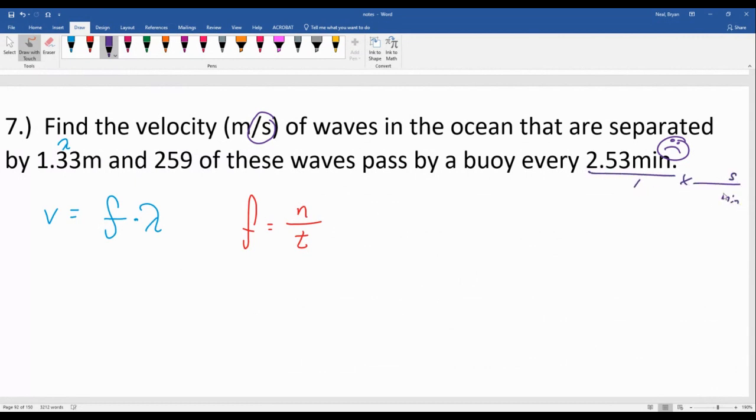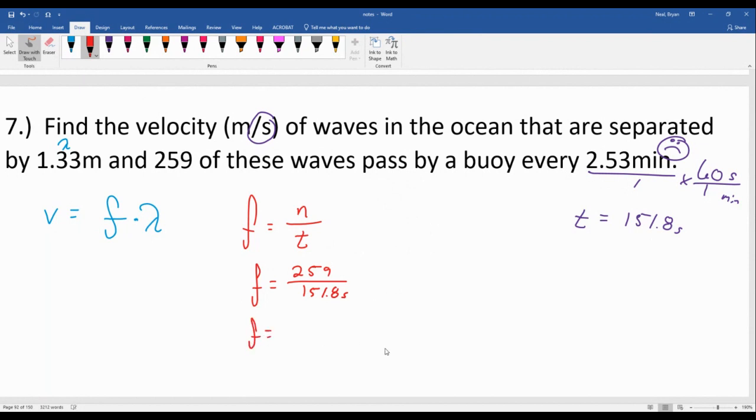Minutes on the bottom, seconds on top. One of these is 60 of those, and so we get a time of 151.8 seconds. With that, we can now plug everything back in and start getting some answers. So my frequency, 259 waves over the course of 151.8 seconds.